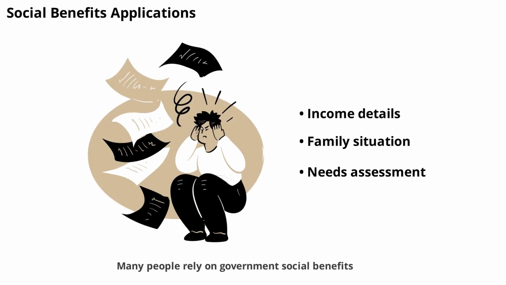Many people rely on government social benefits, such as unemployment assistance, disability benefits, or food assistance. Applying for these programs usually involves providing detailed information about your income, family situation, and needs. The application process is designed to ensure that benefits go to those who qualify and need them most.